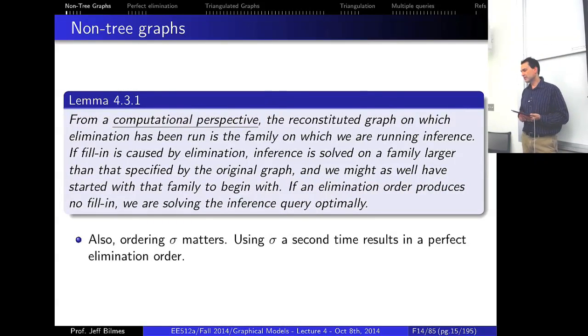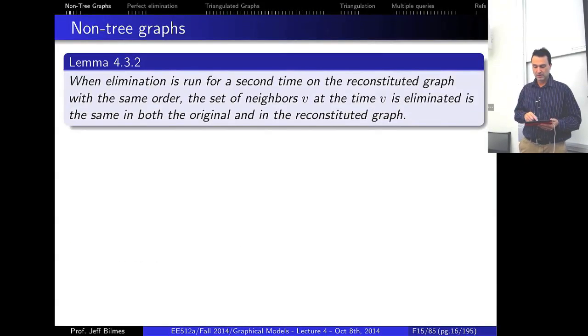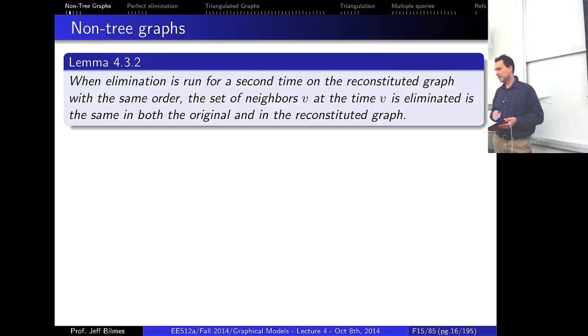The other thing that's important, and this is a new result, is that if we use sigma, the same order a second time, like what if we start from the reconstituted graph, and then we start eliminating the vertices again in the order that we eliminated them in the original graph? That will be a perfect elimination order. And that's important enough to be a lemma.